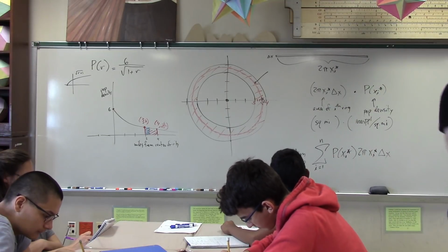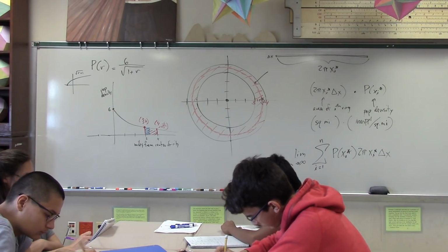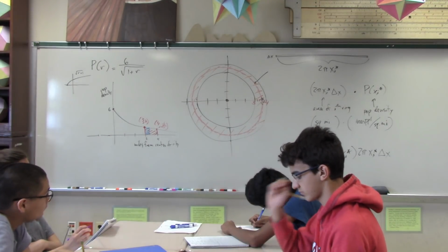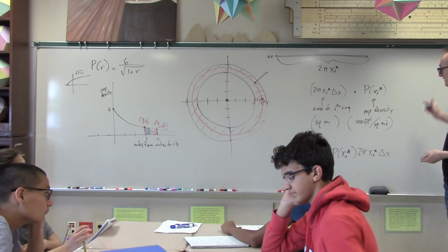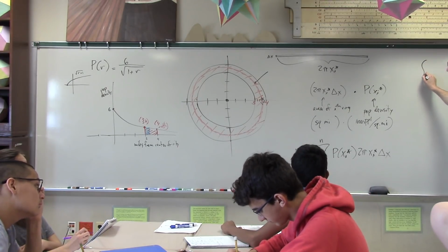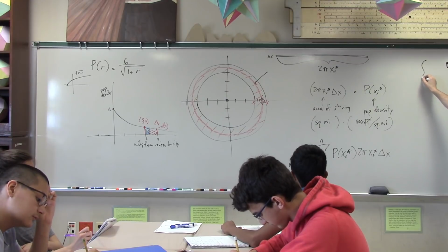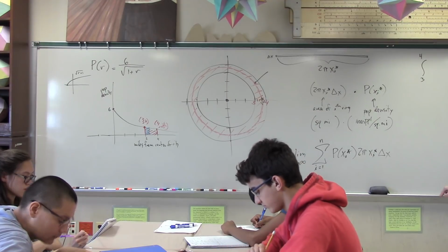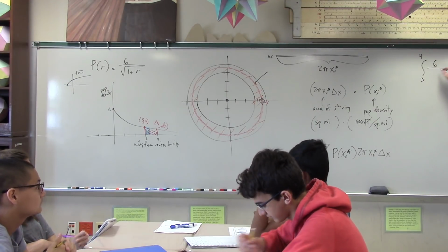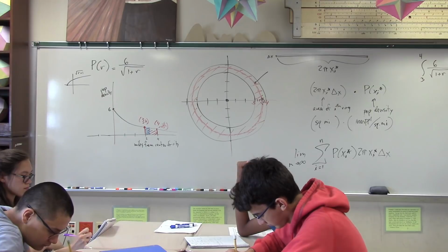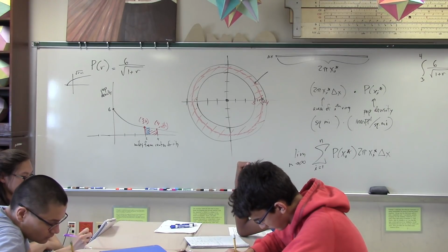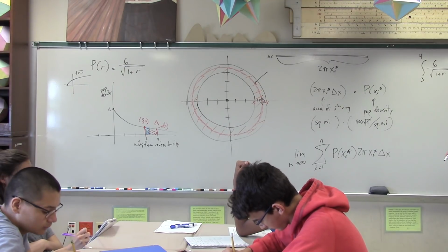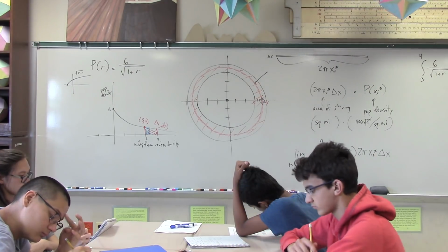All right, this is true thinking. So therefore, what should solve this problem, the area of Congressional District A? I think it should be the integral from 3 to 4 of 6 over root 1 plus r times 2 pi r dr. Right? We sprinkled the magic pixie dust. The delta x became a dr.